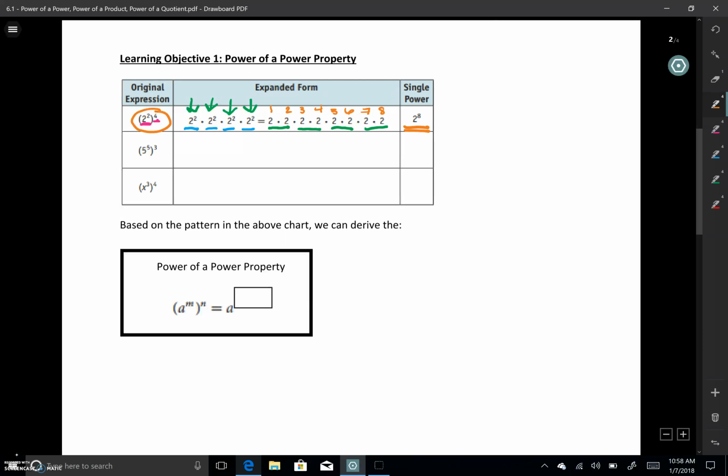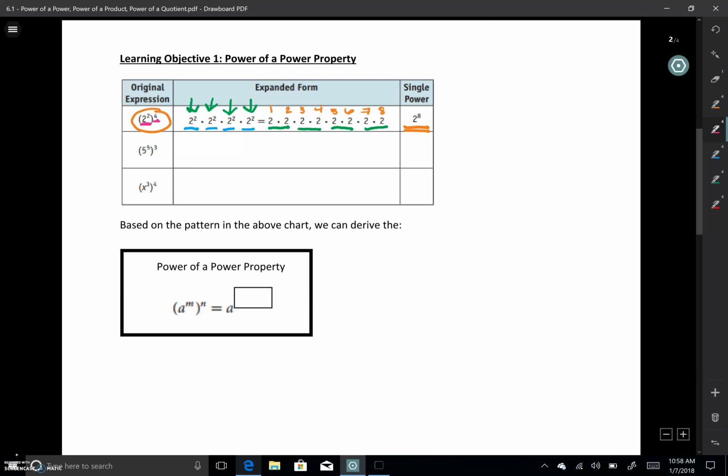Okay, so we're trying to find a pattern here. I'd like you to pause the video, do the next 2 lines, and see if you can come up with that pattern. Okay, hopefully at this point you have filled in the last 2 lines. Let's go ahead and do it together now and see if you got it correct.